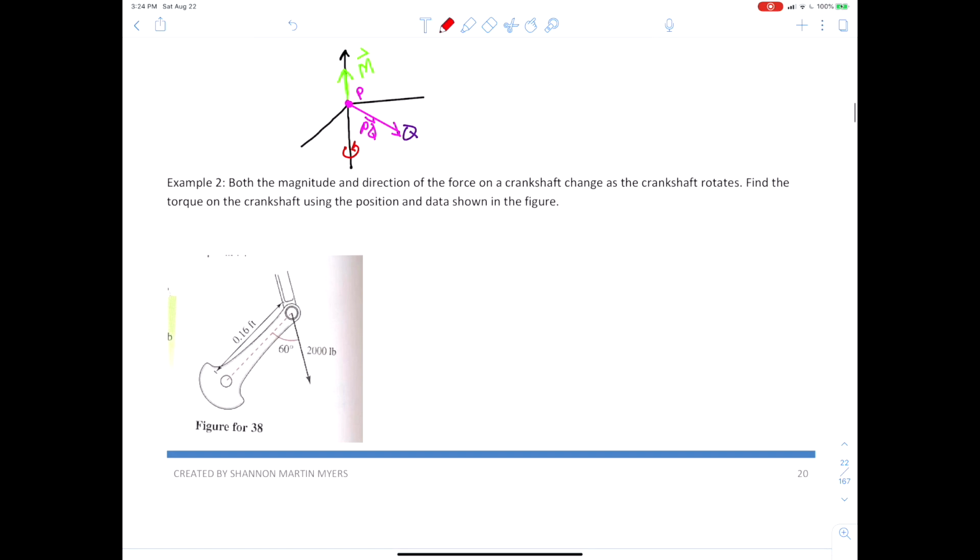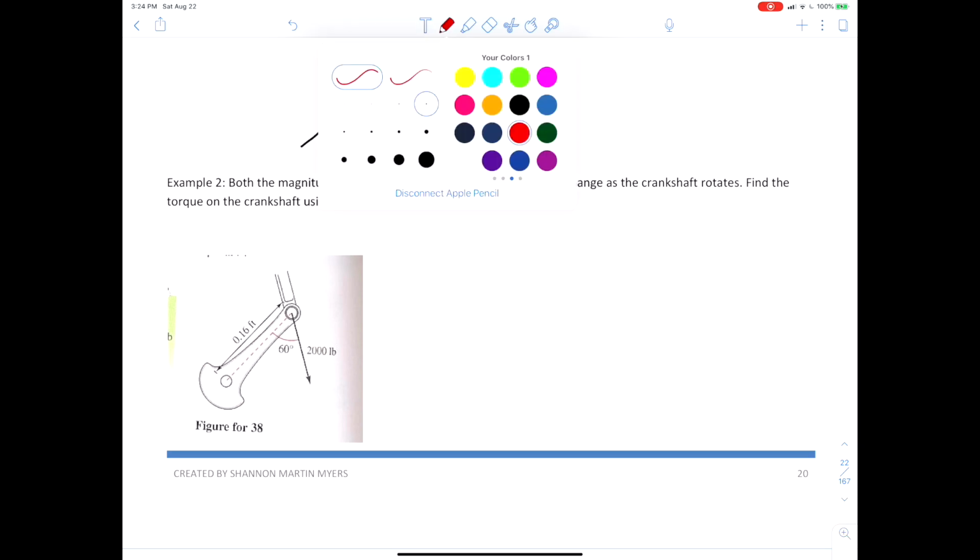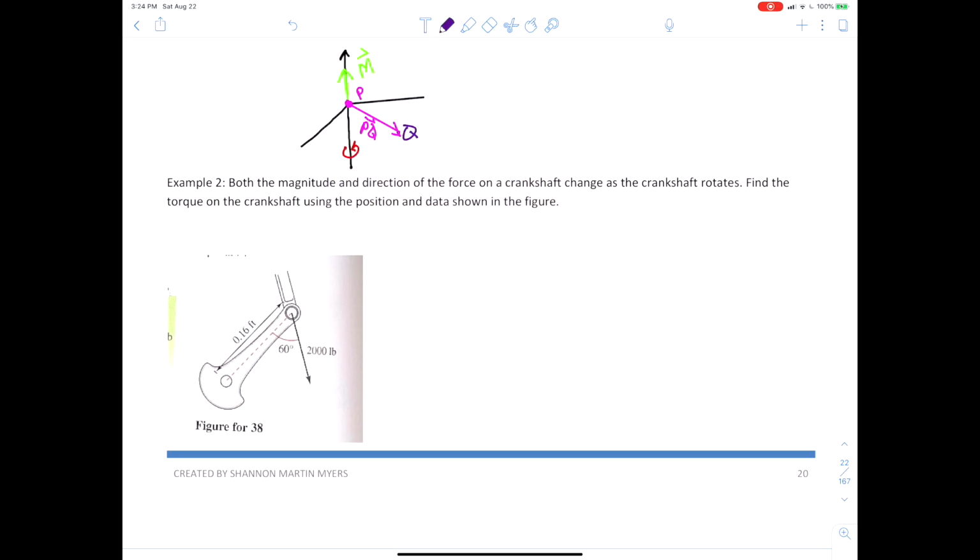at an application problem. So here in this example, we're given that both the magnitude and direction of the force on a crankshaft change as the crankshaft rotates. So we want to find the torque on the crankshaft using the position and data shown in this figure. Okay, so our Q is going to be right here. This is like our Q. It's right here.